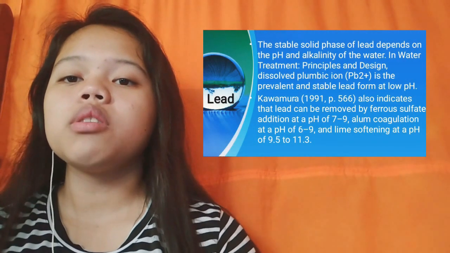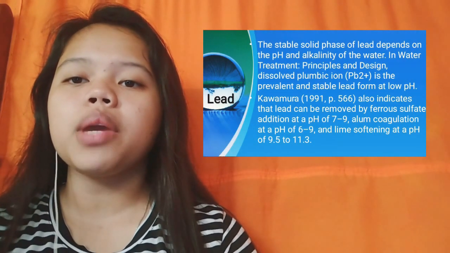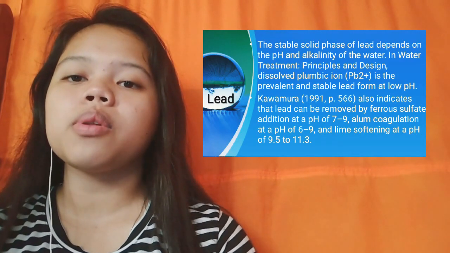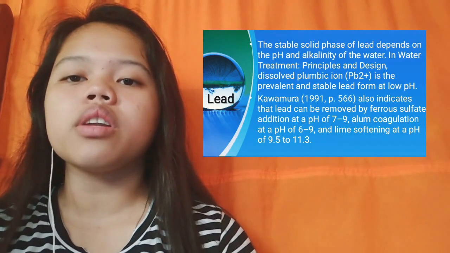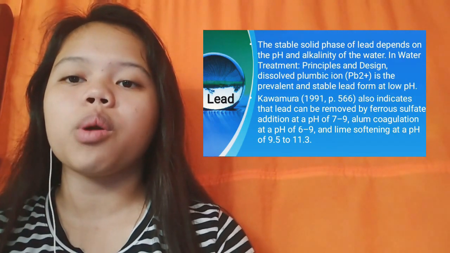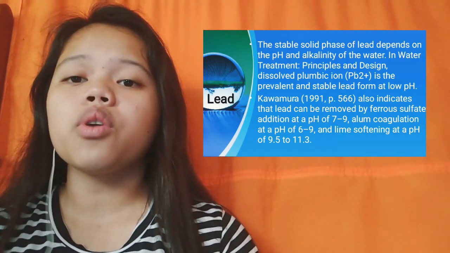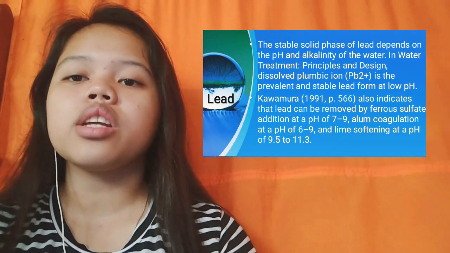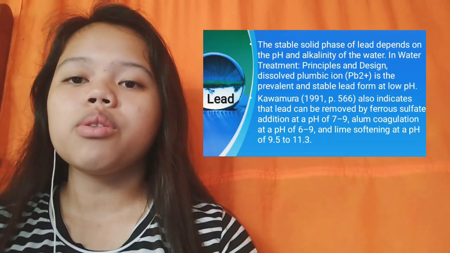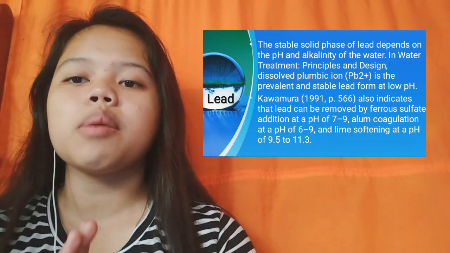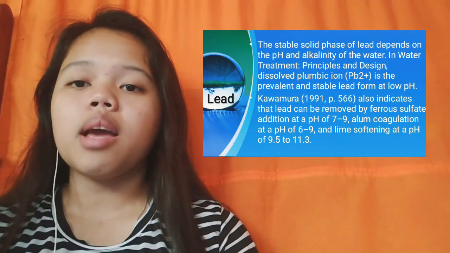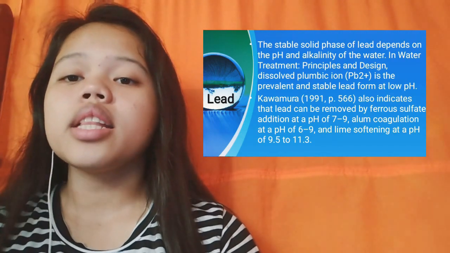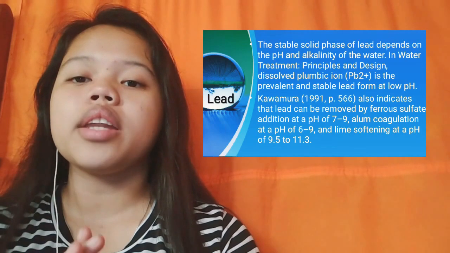Lead. The stable solid phase of lead depends on the pH and alkalinity of the water. In Water Treatment Principles and Design, dissolved plumbic ion is the prevalent and stable lead form at low pH. Kawamura also indicates that lead can be removed by ferrous sulfate addition at a pH of 7 to 9, alum coagulation at a pH of 6 to 9, and lime softening at a pH of 9.5 to 11.3. Lead can be removed by coagulation and lime softening.